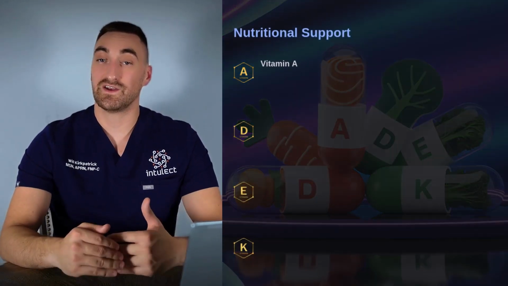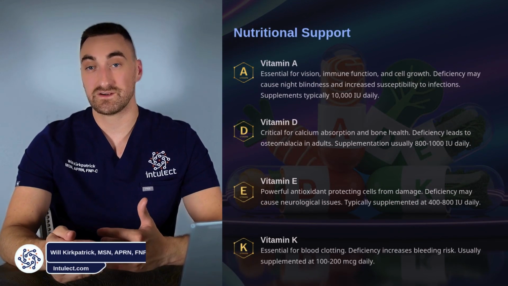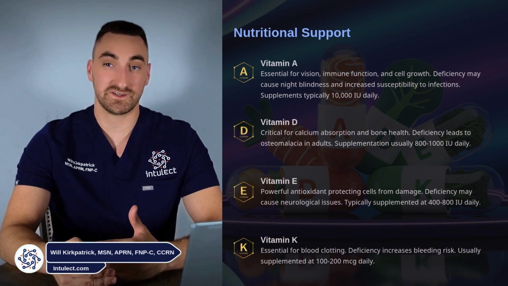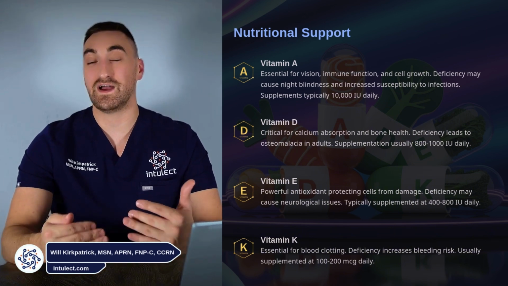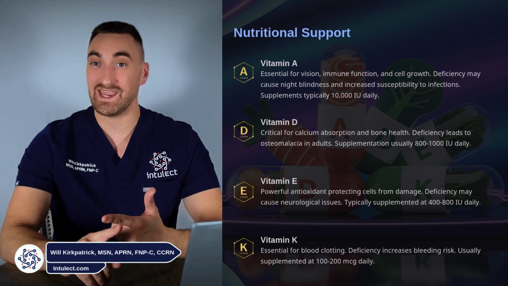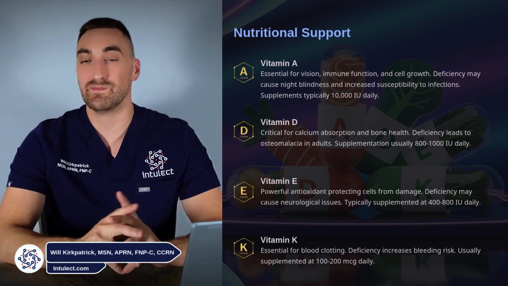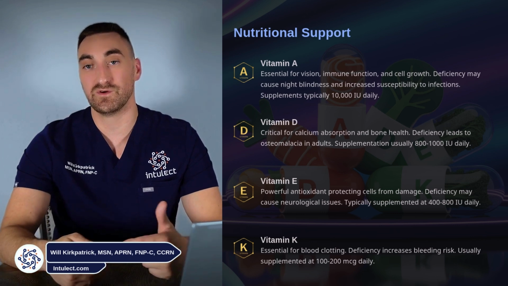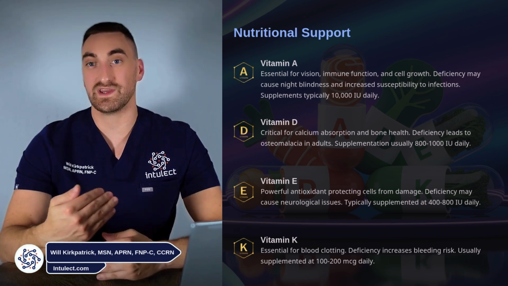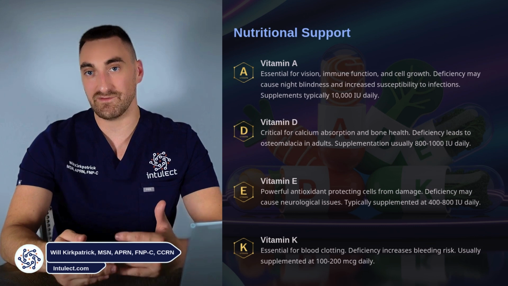Now, since they are not able to digest fats or absorb fats in the digestive system, then you're going to be giving them fat-soluble vitamins, which is your A, D, E, and K. So vitamins A, D, E, and K, we may be supplementing them while they're in the hospital, not usually before the surgery, but usually after the surgery now that they don't have the gallbladder.